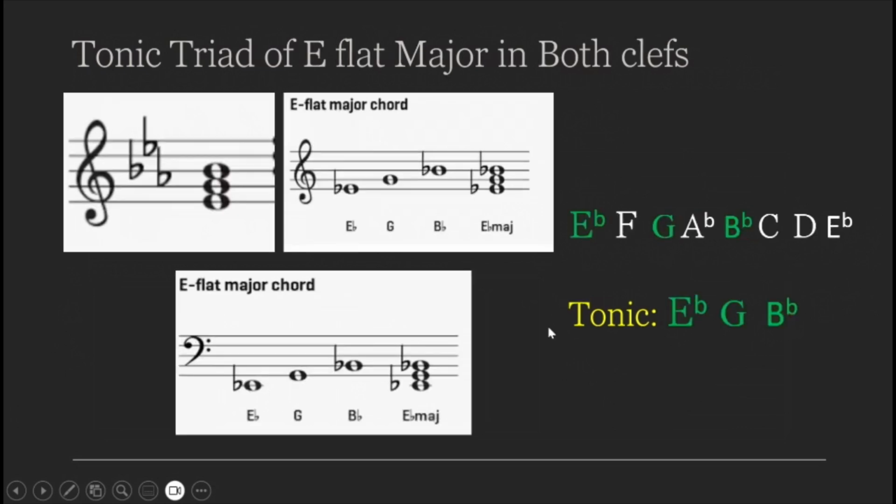Then the next one is the E flat major. You can see the same thing is repeated here, E flat major, because that's the name of the key or the scale. So our tonic triad is built on E flat, G, and B flat. You can see that in this case now, two notes are bearing accidentals. E flat, G, and B flat.